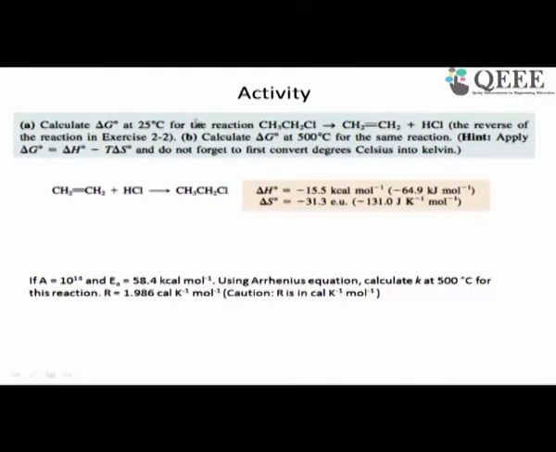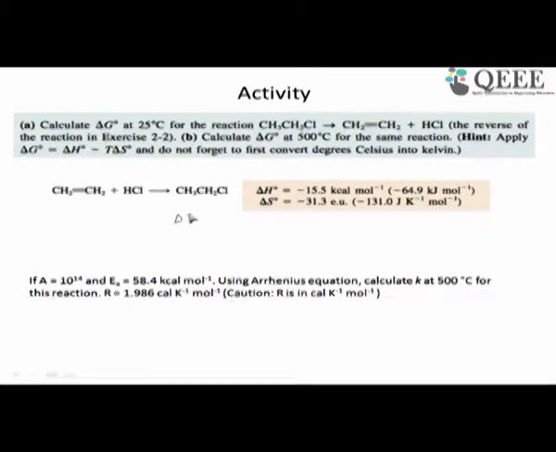Calculate the delta G at 25 degrees for the reaction with ethyl chloride converting to ethylene and HCl. This is basically the reverse reaction of what we saw before. That was the forward reaction, ethylene combining with HCl to give this one. So what is asked here is delta G at 25 degrees for this reverse reaction. Just by comparing with the previous reaction value we have already solved, we can borrow that, and it will be the reverse of that.